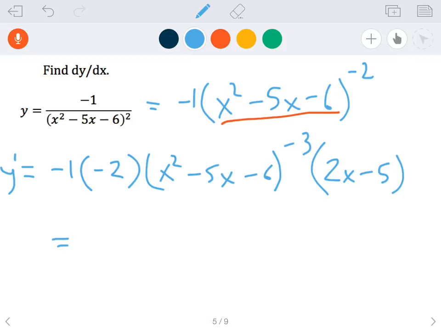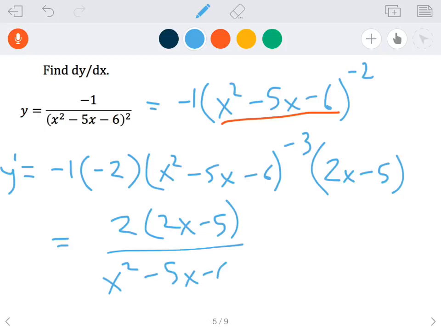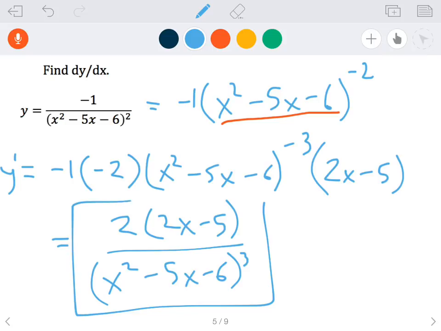Now I'll simplify it, and so I have, let's see, 2 times 2x minus 5. Take my negative exponent and put it in the denominator. X squared minus 5x minus 6 cubed. If the u and the u prime helps you, by all means do it. But I do think you'll have better success, and this is what you'll end up doing anyway once you get used to it.